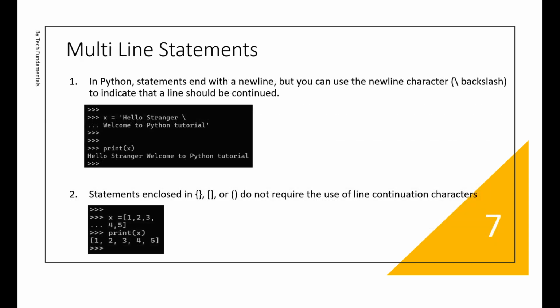Let's talk about multi-line statements. In Python, statements end with a new line, but you can use the line continuation character, which is a backslash, to indicate that a line should be continued. In the image below, you can see that I used a backslash to continue to the second line. Statements enclosed in curly braces, square brackets and parentheses do not require the use of the line continuation character. In the image below, you can see I am not using a backslash, but I can continue on the second line.